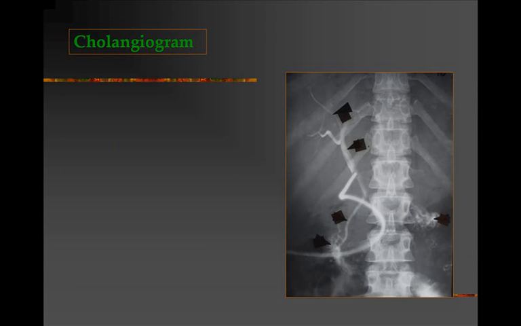Another type of contrast film is a cholangiogram, which is done to highlight the gallbladder and the bile ducts. Here we see an example where a catheter has been introduced into the common bile duct and a small amount of dye is injected. This highlights the hepatic ducts, the cystic duct coming from the gallbladder, and the common bile duct. The dye material escapes out of the common bile duct into the second part of the duodenum.